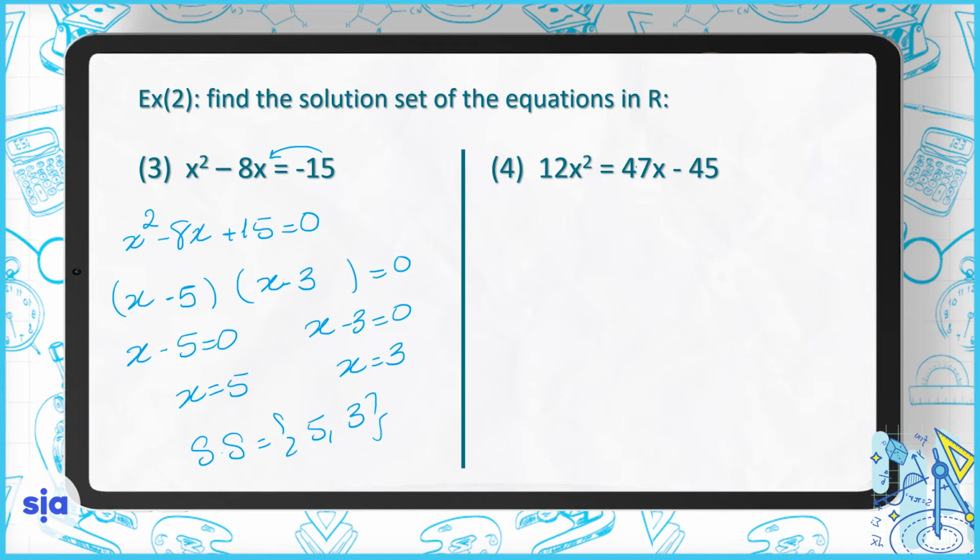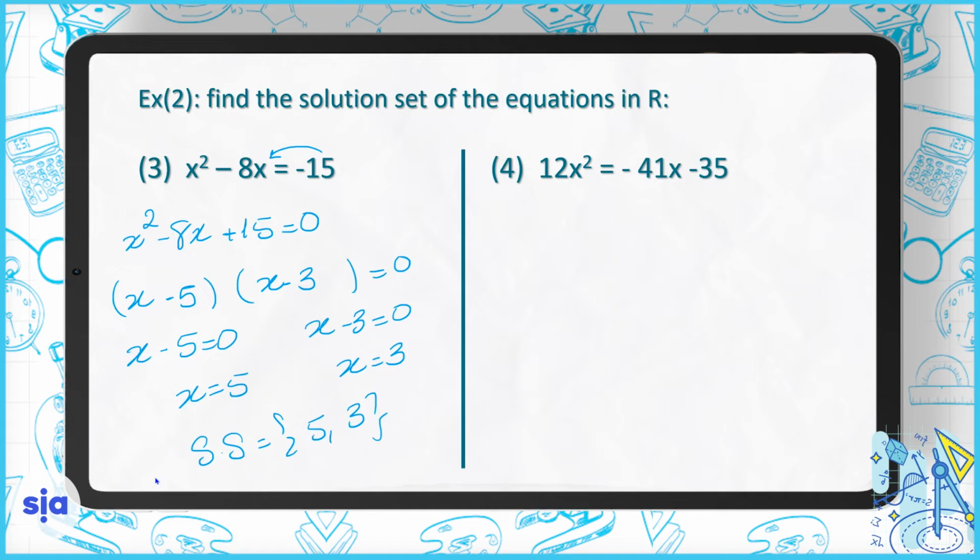In this question, we have the variables on both sides of the equation. I must have the equation equal to 0. So let's move the 47 to the other side and the negative 45 also to the other side. So it's 12x squared minus 47x minus 45 equals 0.